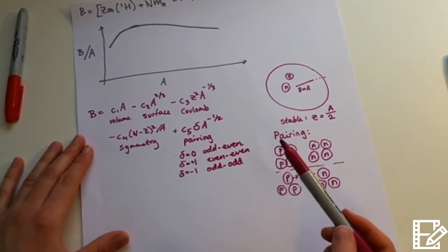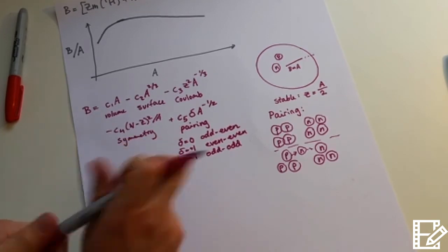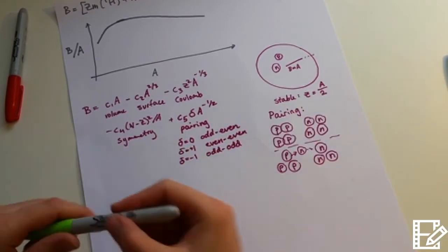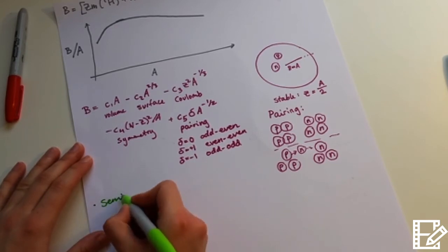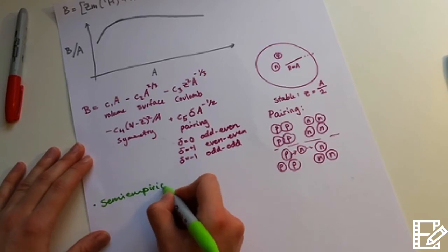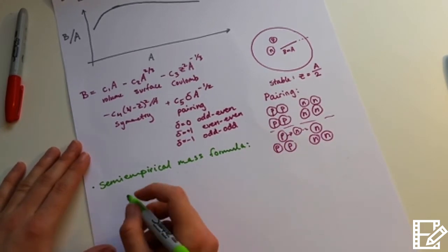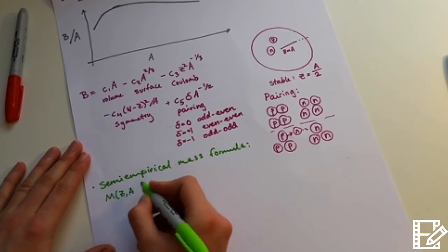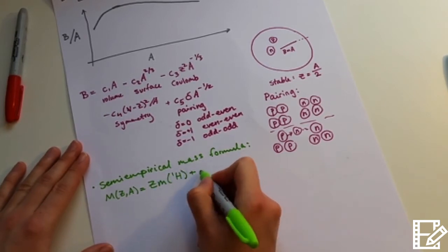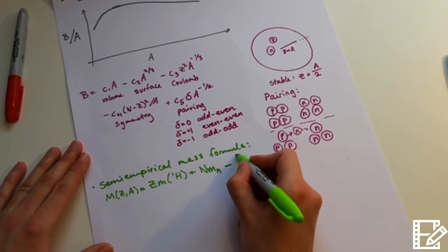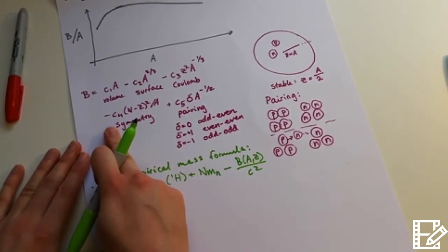So now we've considered all this, and what we do with this is that we define something called the semi-empirical mass formula. And this is defined as M(Z,A) equal to the number of protons times the mass of a proton, plus the number of neutrons times the mass of a neutron, minus the binding energy over c². And the binding energy here is then our long expression that we have obtained.